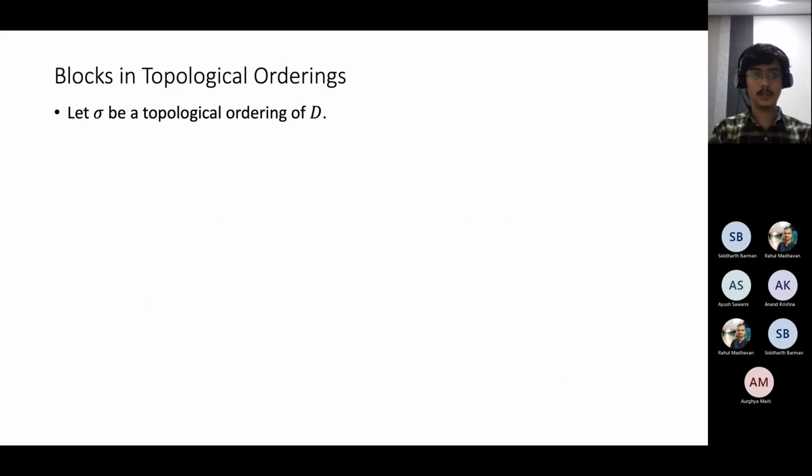Now I'll define something called blocks in topological orderings of DAGs without V structures. We have a DAG D, which is without V structures, and let sigma be a topological ordering of D.